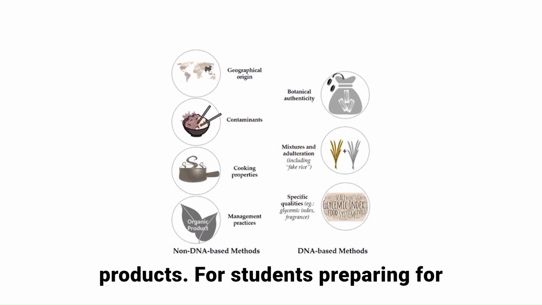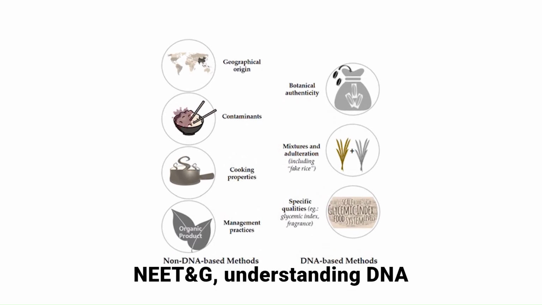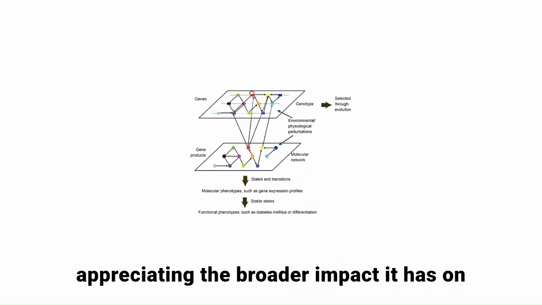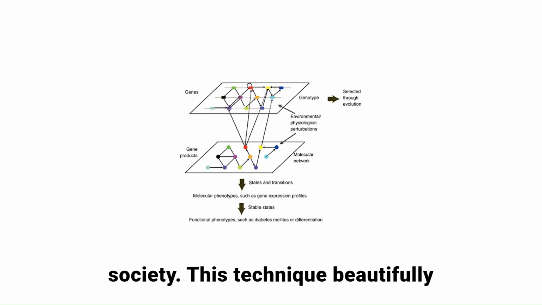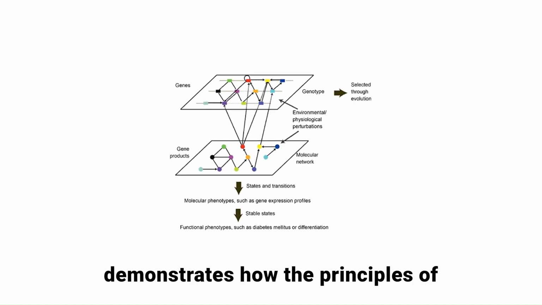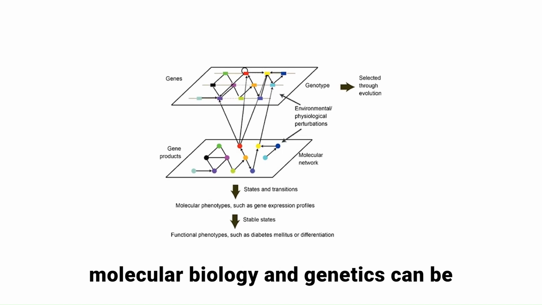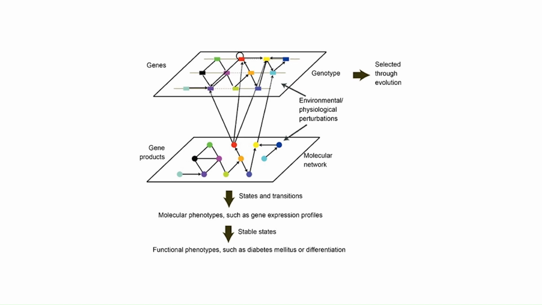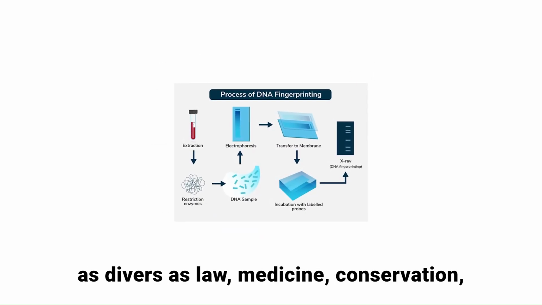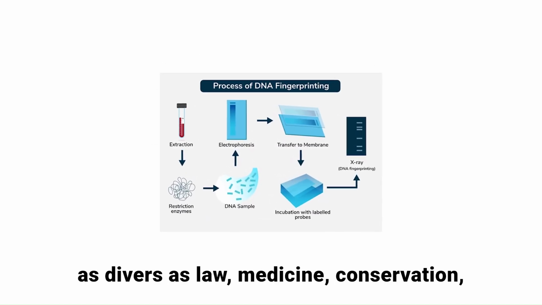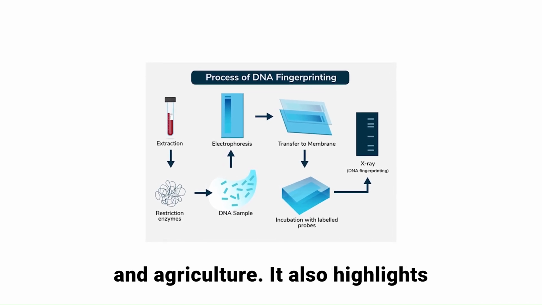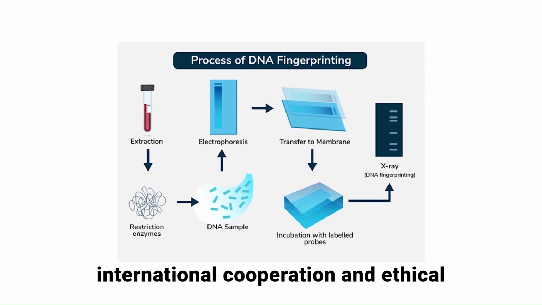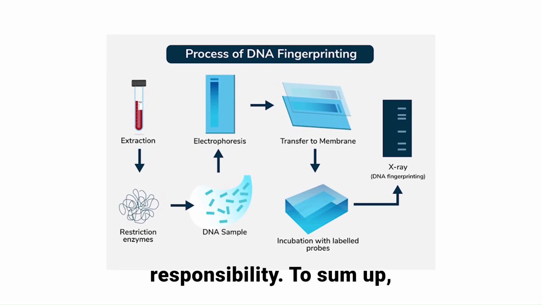For students preparing for NEET and JEE, understanding DNA fingerprinting is not just about knowing the steps of the process but appreciating the broader impact it has on society. This technique beautifully demonstrates how the principles of molecular biology and genetics can be applied to solve real-world problems. It connects laboratory science to fields as diverse as law, medicine, conservation, and agriculture. It also highlights the importance of scientific innovation, international cooperation, and ethical responsibility.